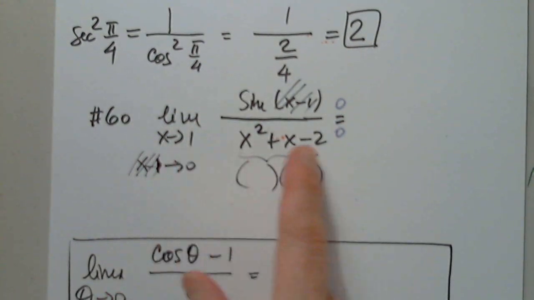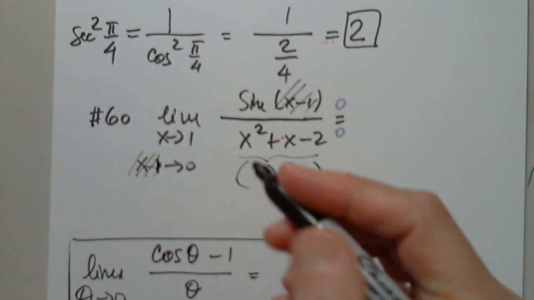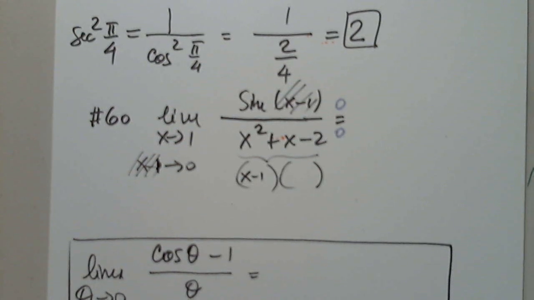Well, since we plugged in 1 and we got 0, one factor must be x minus 1. There is no other way. We would not have gotten the 0 if a factor weren't x minus 1. But we need to discover the second factor.